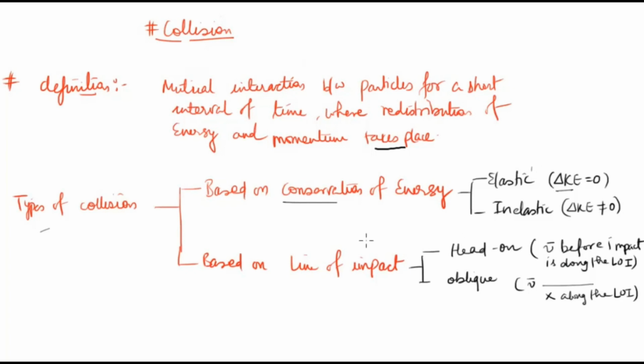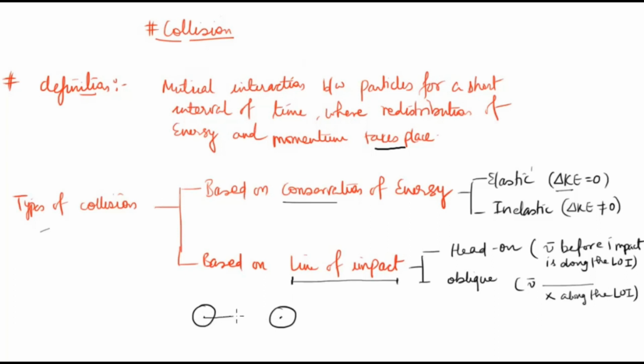The second segregation is based on line of impact, and the line of impact here is basically the line of the common normal. Suppose two particles are colliding with each other, and for the sake of simplification I'm taking them as spherical particles. Suppose they collide in such a way that the velocities before the impact are along the line of impact.